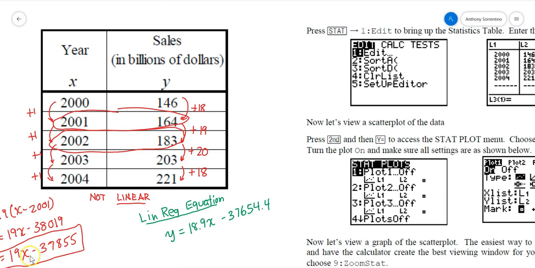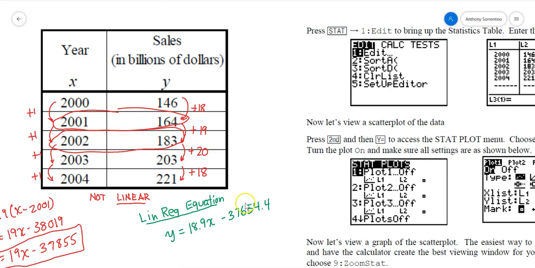Again, not very much different. I mean, 19, 18.9, not a big difference. You might say, well, 37,855 and negative 37,654.4, that's a much more substantial difference. Not so much when you're dealing with billions. This is 37,654 billions of dollars, and this is 37,855 billions of dollars. Comparatively, they're not that far apart from each other.